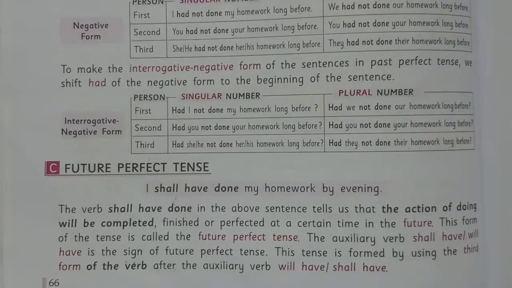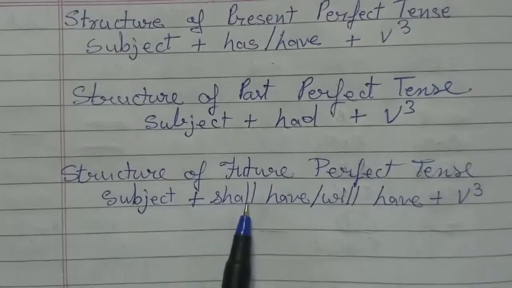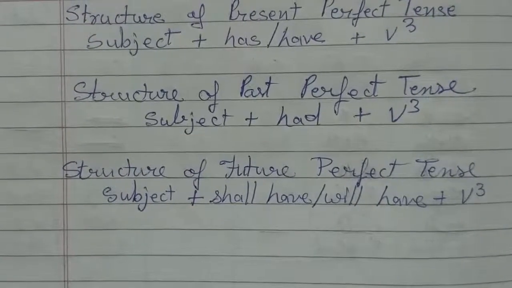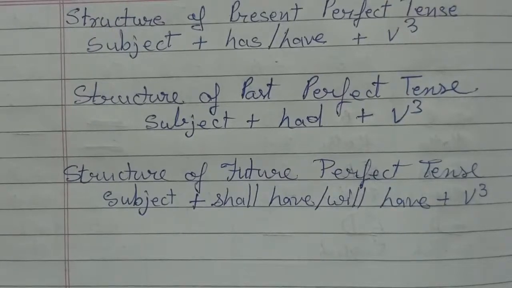In future perfect tense, the auxiliary verb shall have or will have is used. With this, you can understand that the given sentence is in future perfect tense. And after will have or shall have, we have to use the third form of the verb. So, the structure of future perfect tense is subject plus shall have or will have and the third form of the verb. As I have already told, with I and we we have to use shall: I shall, we shall. And with you, they, he or she, we are using will.